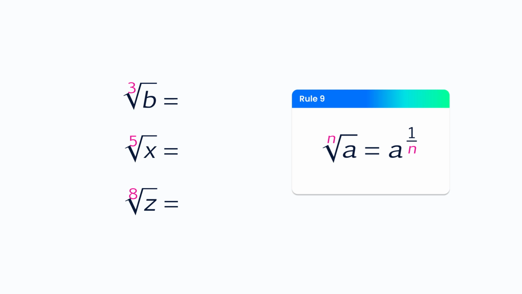Let's start with some examples before looking into why this rule works. You want to write these roots as powers: the cube root of b, the 5th root of x, and the 8th root of z. Using the rule, you find that the cube root of b equals b to the power of 1 over 3. The 5th root of x is x to the 1/5 power. And the 8th root of z equals z raised to the power of 1/8.